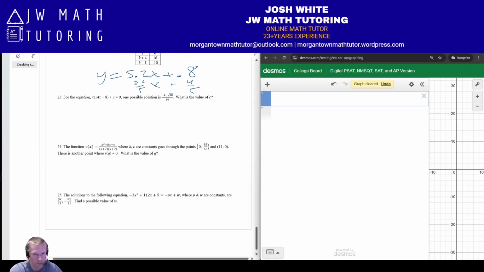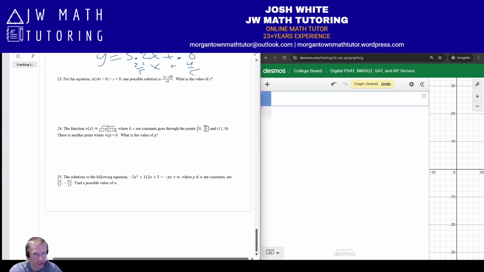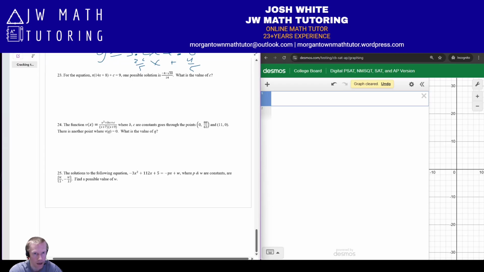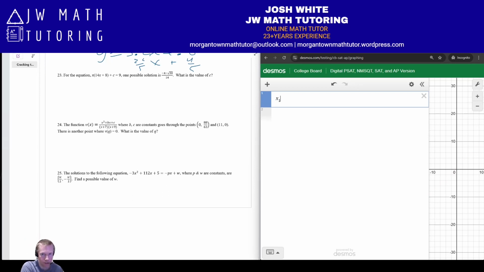All right, next up, question number 23. Here we have a quadratic equation with a constant, and we're given a solution to it, and I want to know what is the value of that constant. So again, very simple question to do in Desmos.